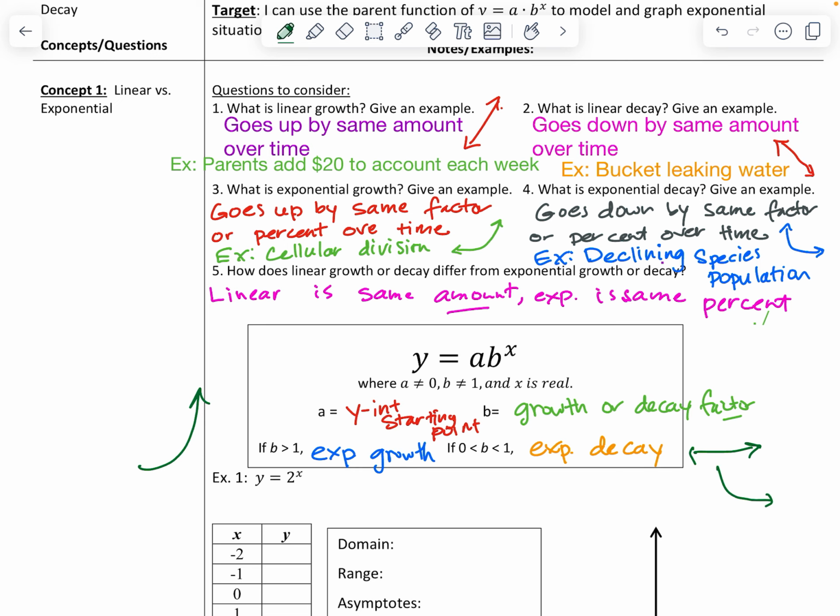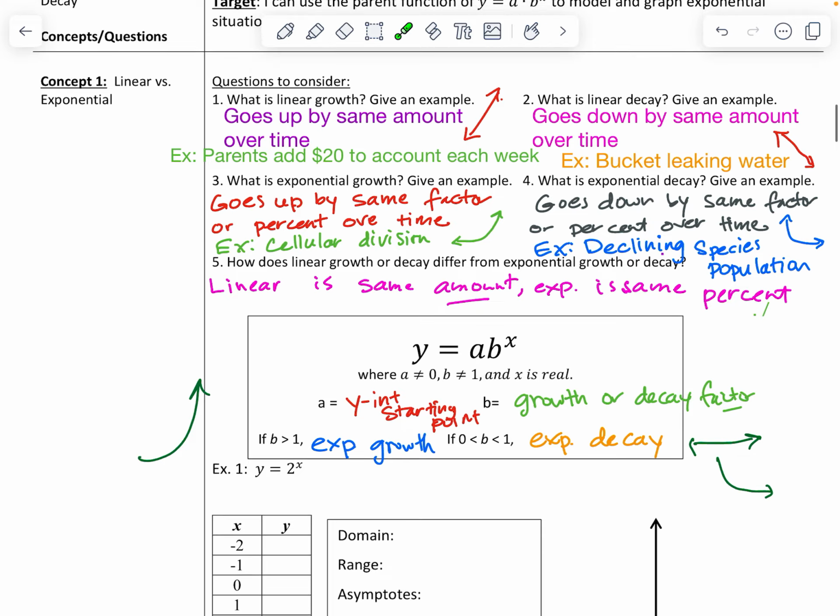And so the b here, the number that is being taken to the power, if that growth factor is greater than 1, you're going to have growth. If that factor is less than 1, you're going to have decay. If it is 1 itself, it's just going to stay constant.